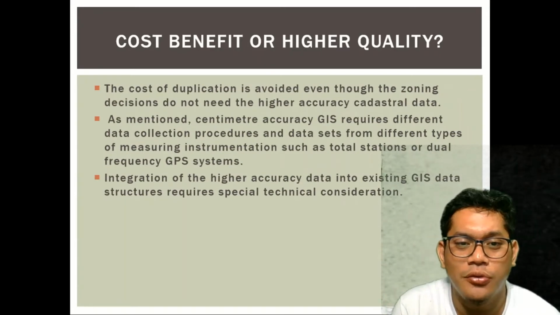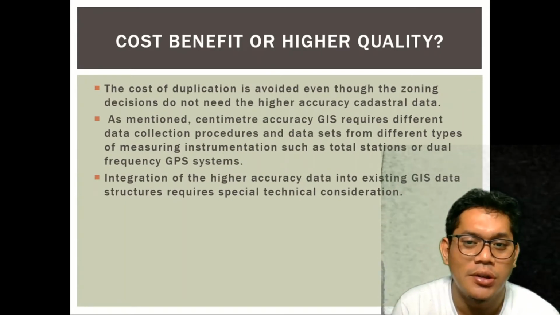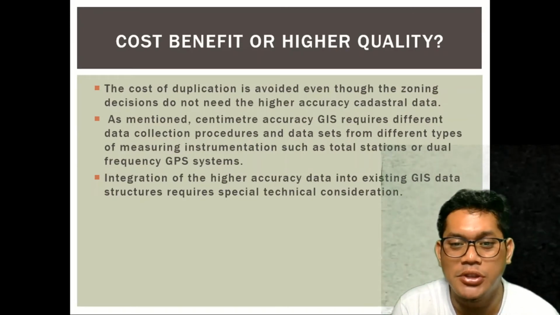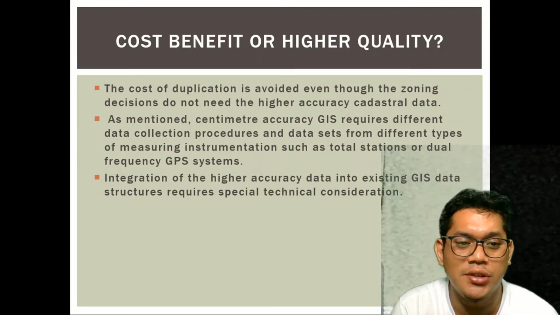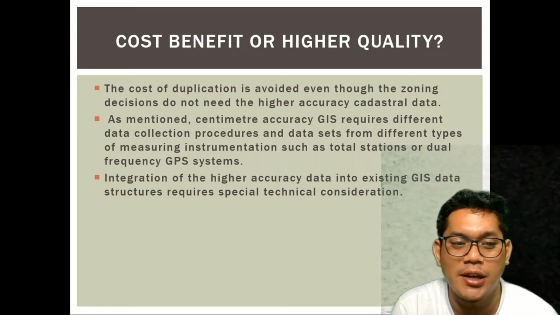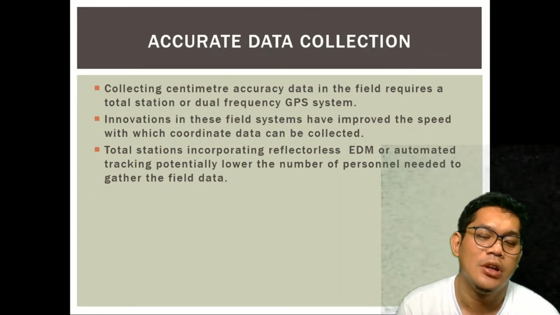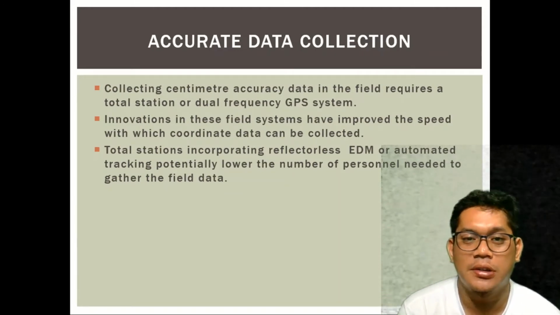The cost of duplication is avoided, even though the zoning decisions do not need the high accuracy cadastre data. As mentioned, centimeter accuracy data requires different data collection procedures and different types of measurement instruments. Integration of the high accuracy data into existing GIS data structures requires special technical considerations. So we talk about accurate data collection.